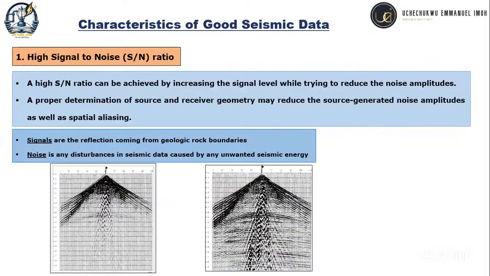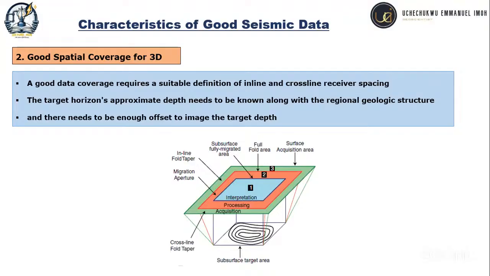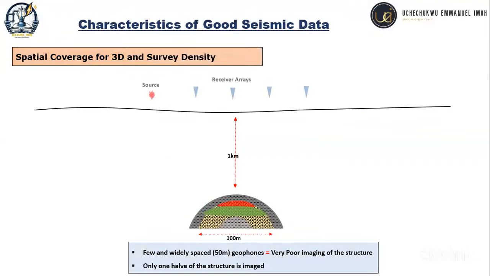So I also explained what signal to noise ratio means, where signals are the reflections that are coming from geologic boundaries, and noise is any other information that the geophones or your receivers are picking that are not coming from reflections of seismic waves.